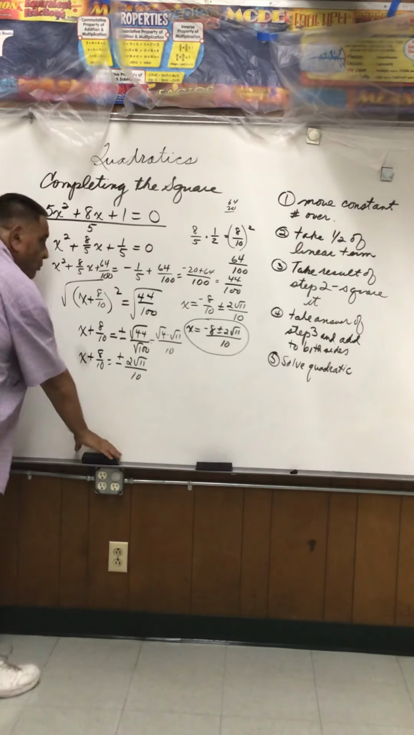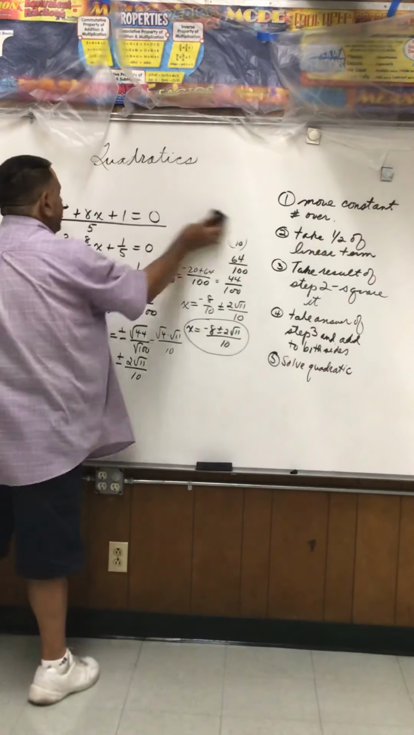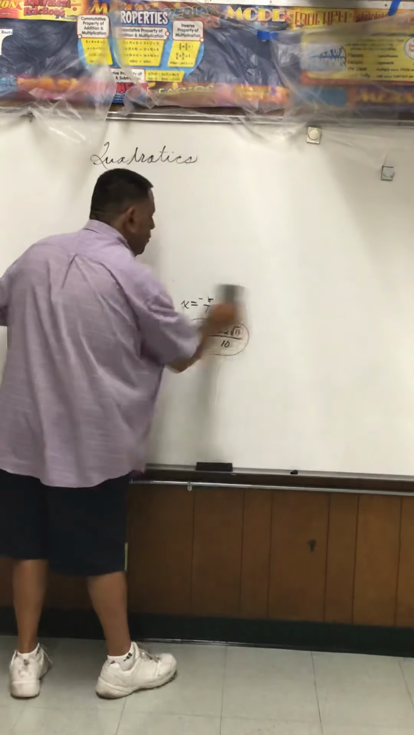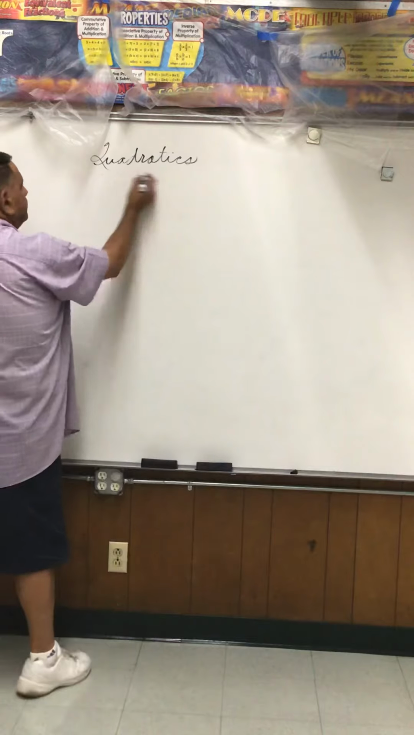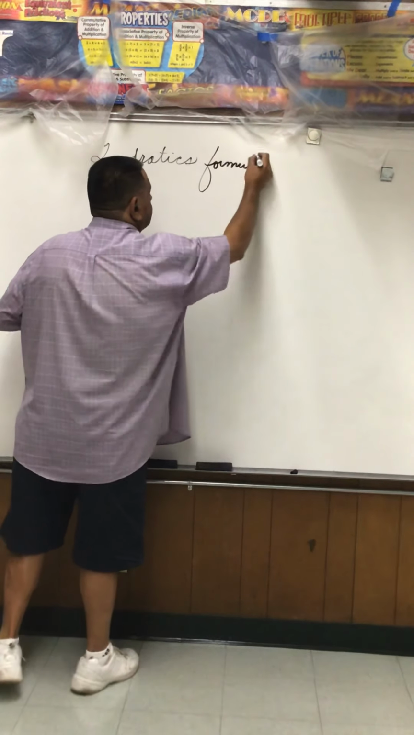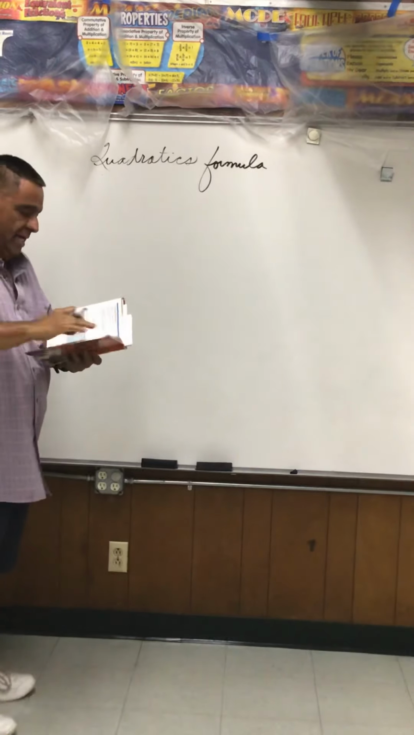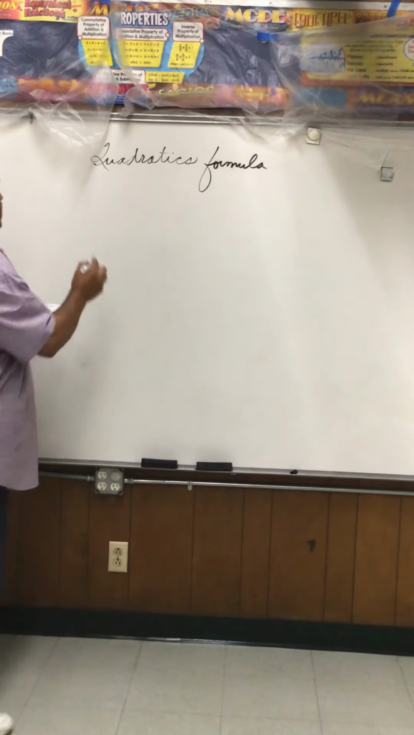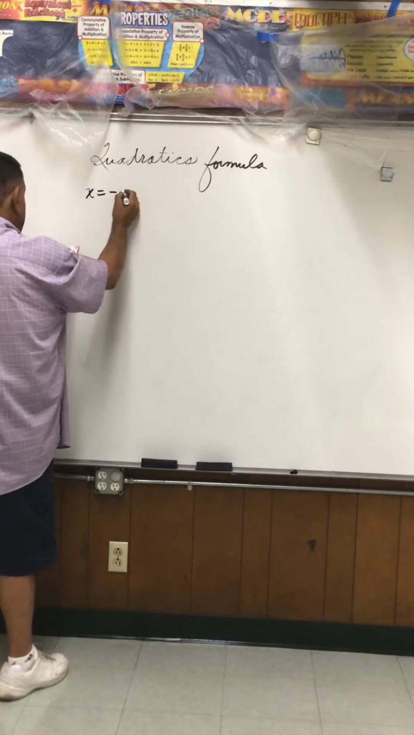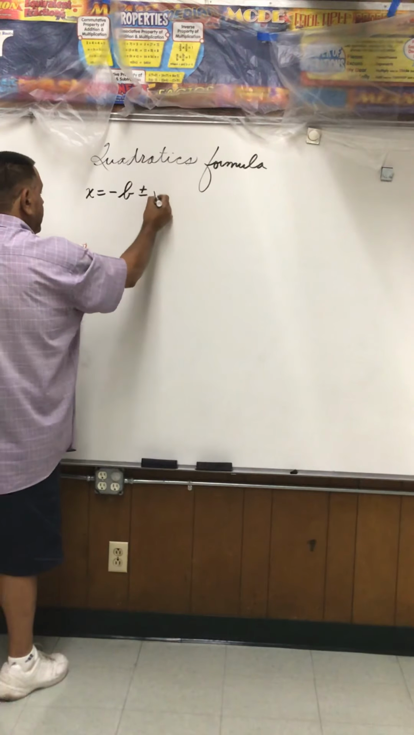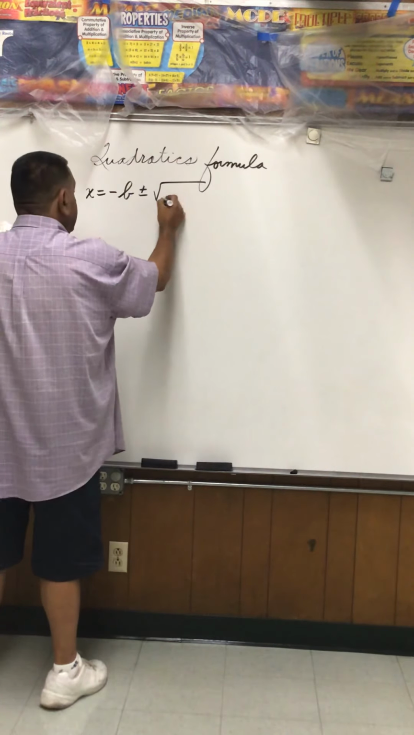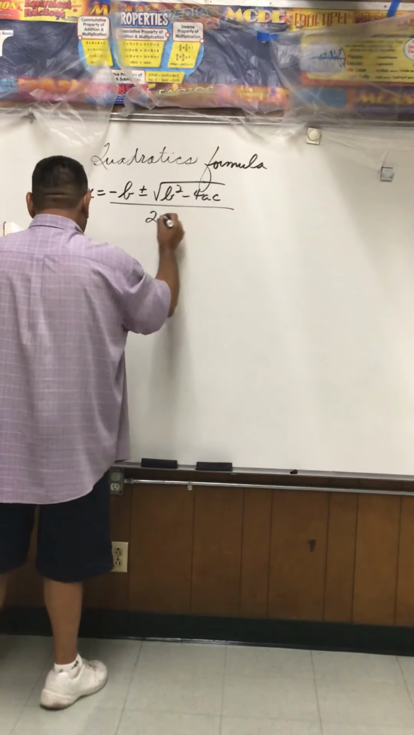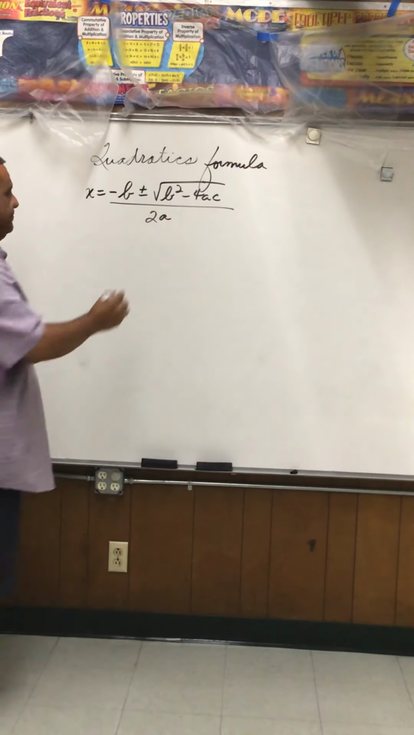All right? All right, the last one we're going to be working with here on quadratics is the quadratic formula. All right? The quadratic formula. If we were in class, I'd show you where it comes from, but the quadratic formula is very simple. It says x is equal to negative b plus or minus the square root of b squared minus 4ac, all of this over 2a. A lot of letters.